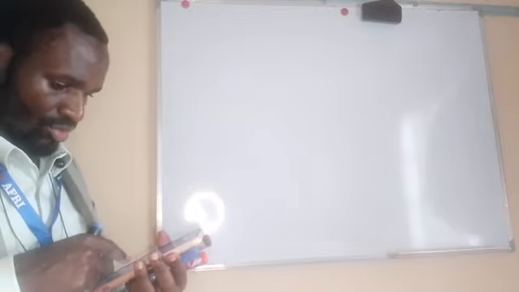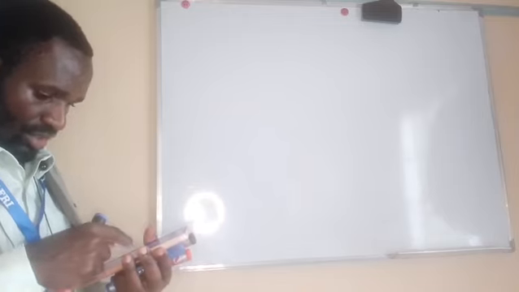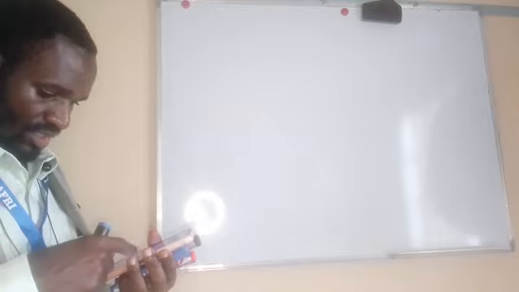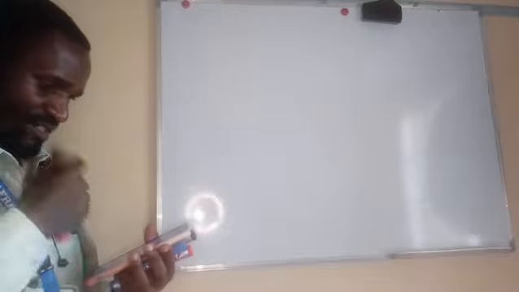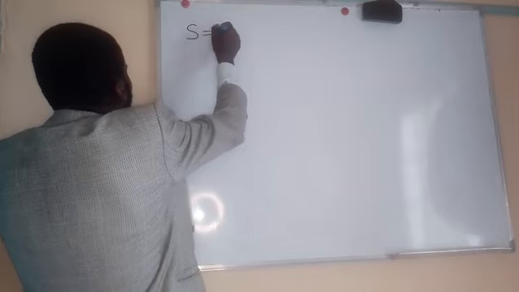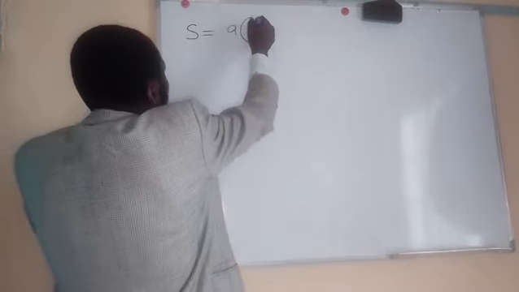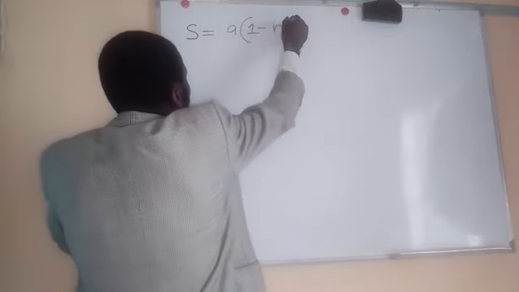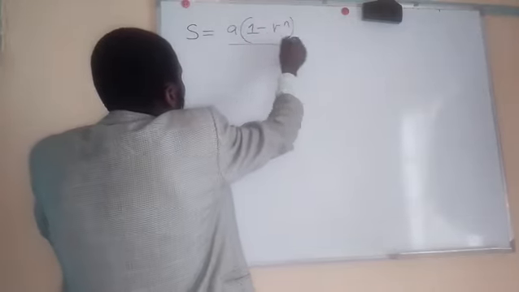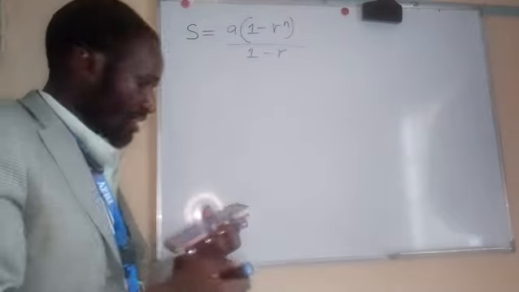I'll be able to go through each and every question in a stepwise manner and then see what we expect to get as the answers to the questions shared. And of course, this is the first question. So I've been told that S is equal to A into 1 minus R raised to N, close the bracket, then everything is divided by 1 minus R. So that is the question. And I've been told to make N the subject of the formula.